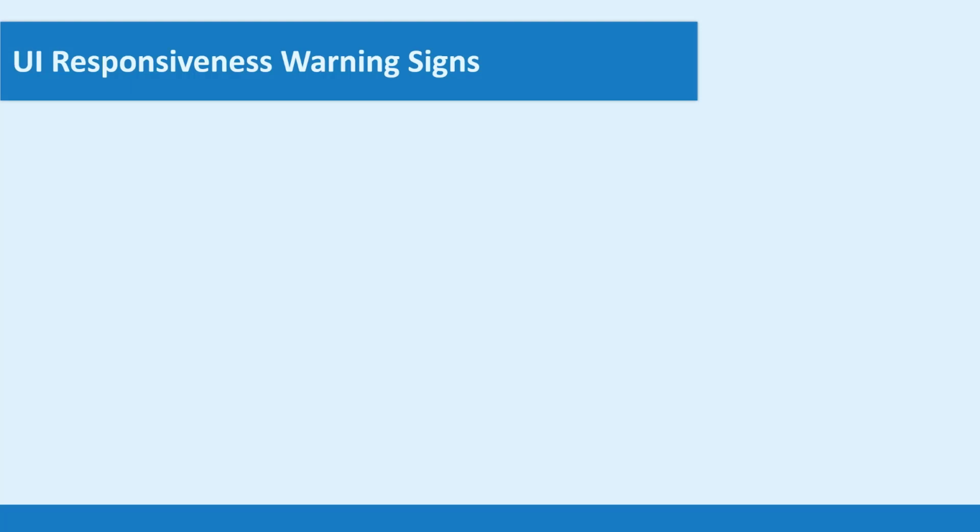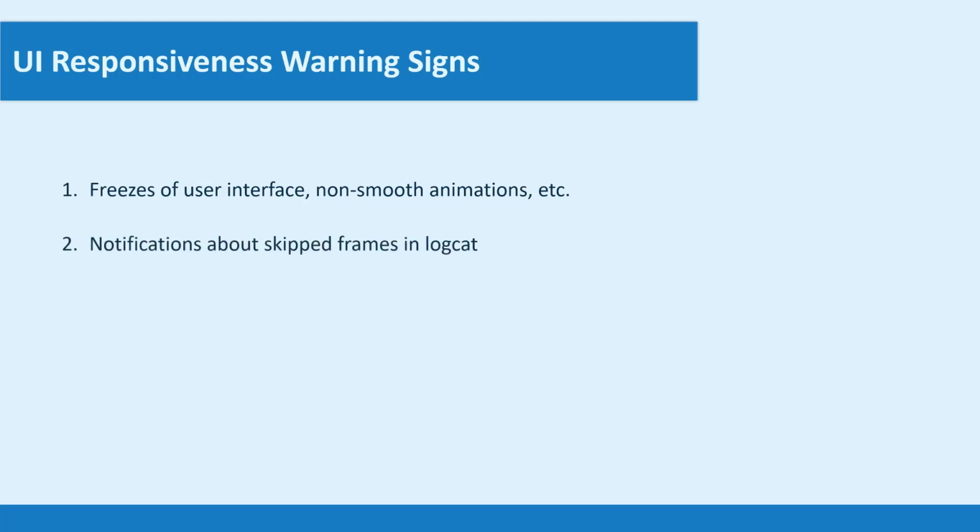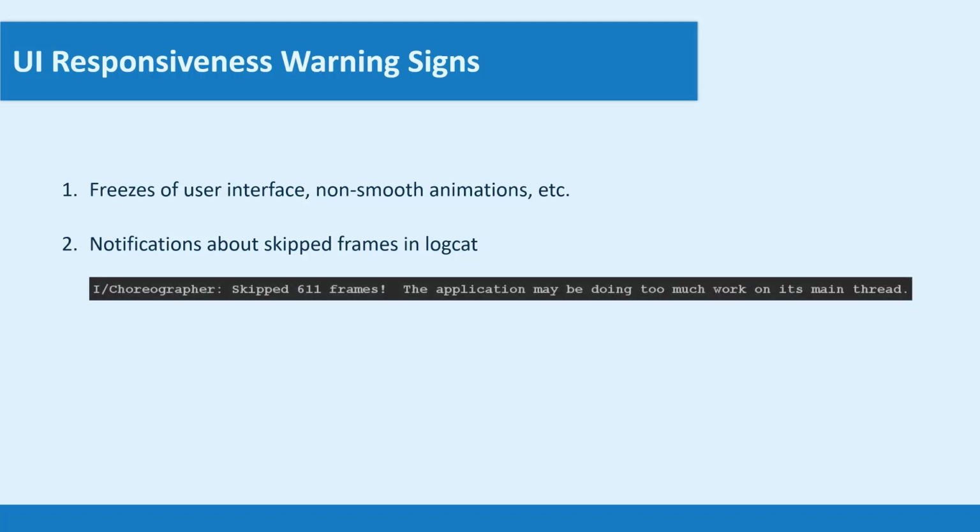And when this happens, you will see the following warning signs. First of all, whenever you do too much work on the UI thread, your user interface responsiveness degrades, so you can see freezes or maybe non-smooth animations and other visual artifacts. In addition, Android will notify you whenever your application can't provide the required level of responsiveness. If you remember, in exercise number 1, I put something that ran for 10 seconds on the UI thread, and then we've seen this entry in logcat.